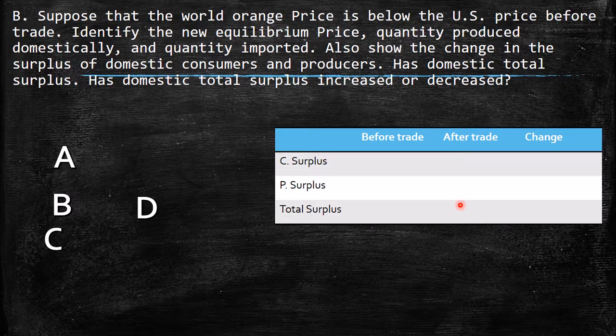What's going to happen at this point? Basically, consumers will naturally be better off because they have to pay less. On the other side, producers are going to be worse off. Why? Because they have to offer the oranges at a lower price due to the international takeovers. So here we have to identify the new equilibrium price, quantity produced domestically, and quantity imported. Also show the change in the surplus of domestic consumers and producers. Has domestic total surplus increased or decreased?